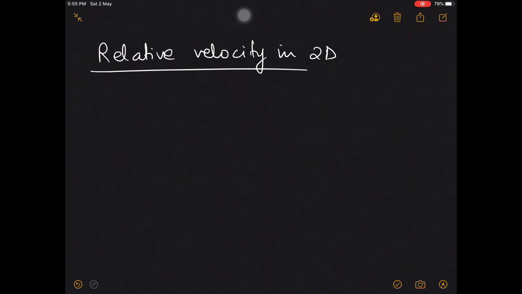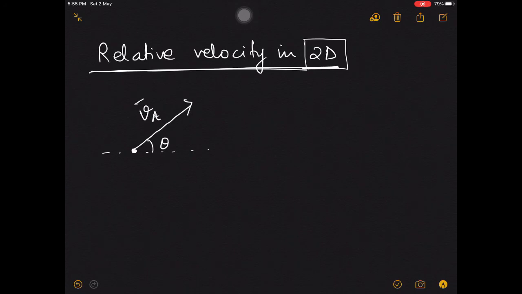Now let us proceed to find out how we will calculate relative velocity in 2 dimensions. It is very much evident now that your body is moving in a plane, because we are dealing with 2 dimensions. Say I have a particle which is moving in this direction, making a certain angle theta with the horizontal. This particle is A. I have another particle B which is moving along the horizontal axis only, say the x axis, with some velocity VB.